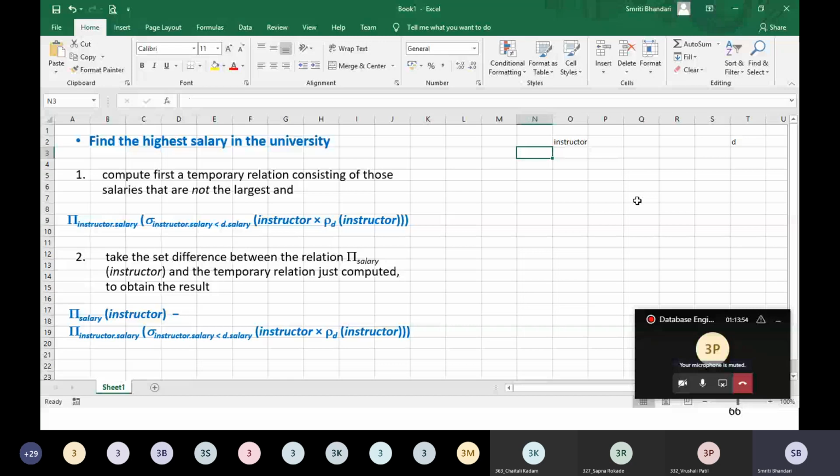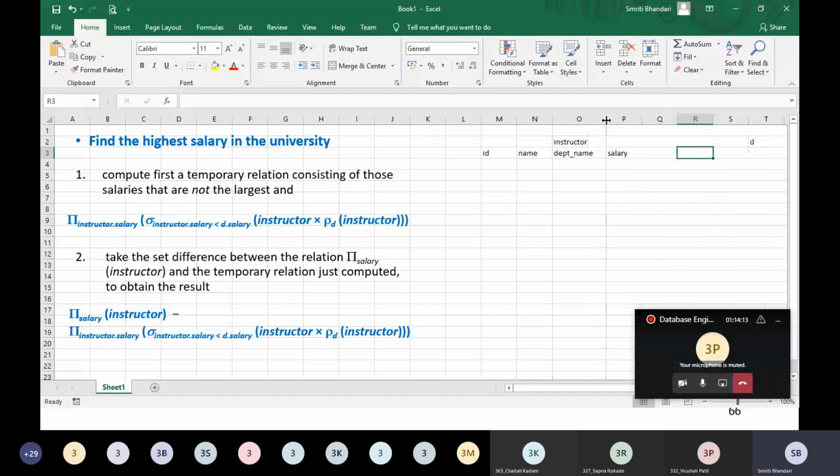Right? So what are the attributes of my instructor table? I'm having ID of the instructor, name, department name, and salary. And here, this is once again the instructor table that is renamed as D. So once again, I'll be having the same 4 attributes for D. Now let us assume that in our instructor table we are having simply 3 entries. For simplicity I am giving you one instance of this instructor table.